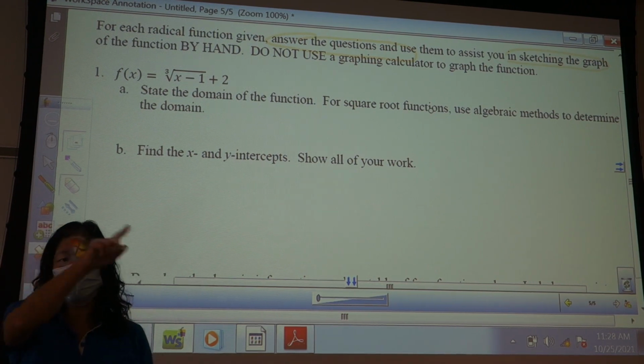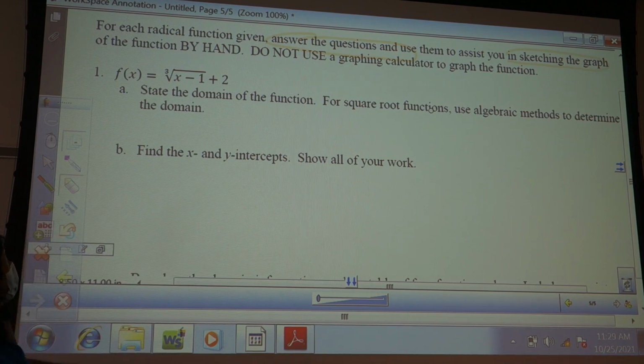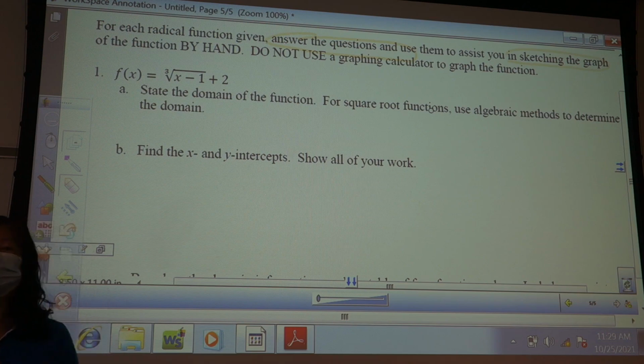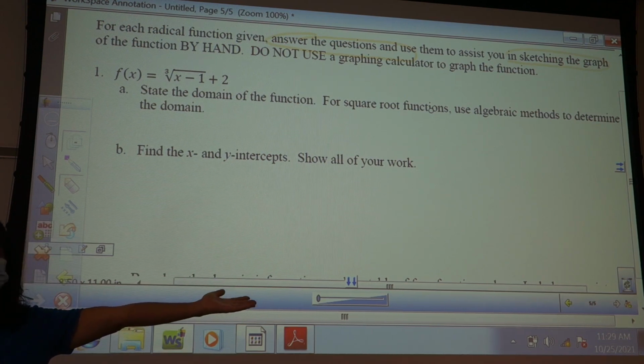That's the S shape. You guys remember that little S shape thing? Cube root can be all real numbers. So here, we're not taking the square root of anything or an even root of anything. So our domain is going to be all real numbers. Negative infinity to positive infinity.